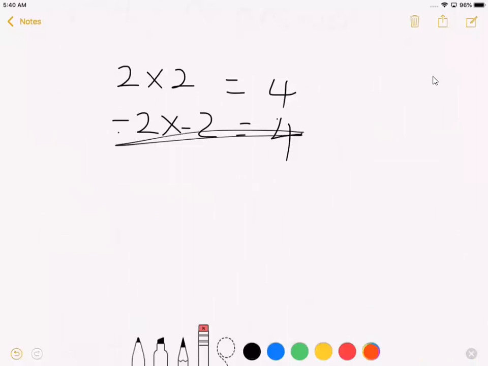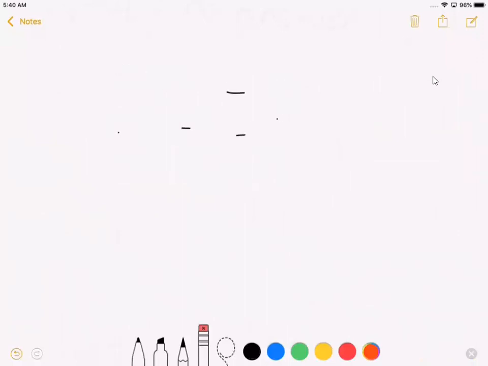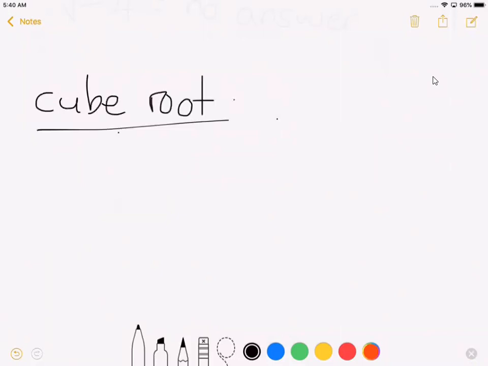Now let's move on to the last one. This is the cube root. The sign.